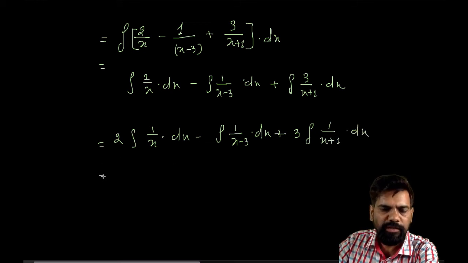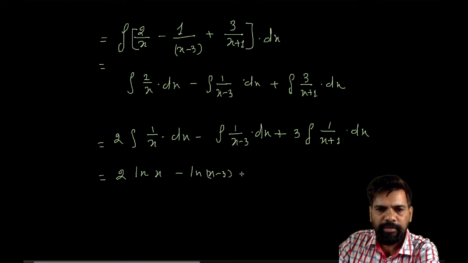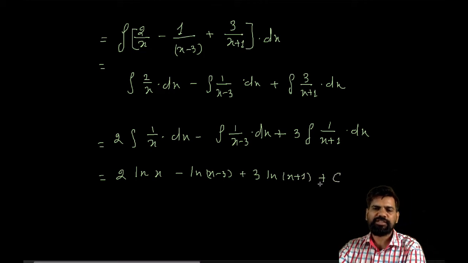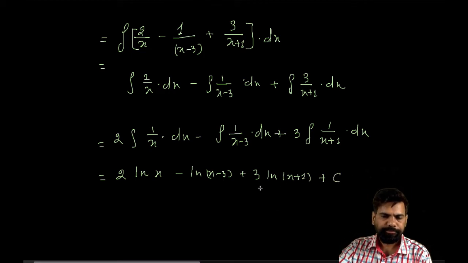Now we can use here the formula of integration, that is 2 ln x minus ln (x minus 3) plus 3 ln (x plus 1) and a single constant here. So this is the solution.